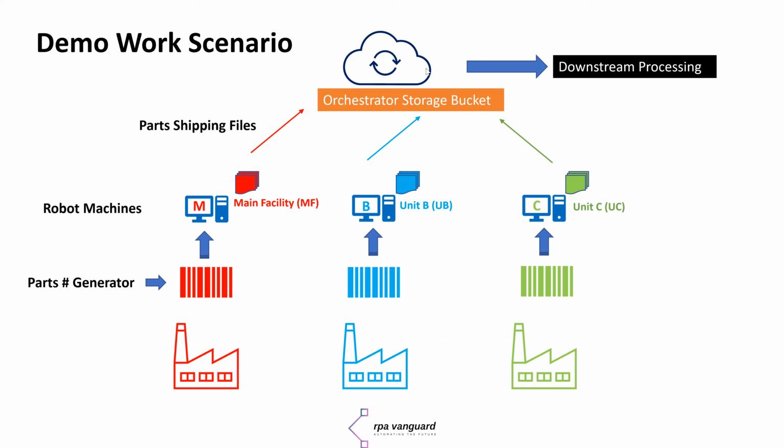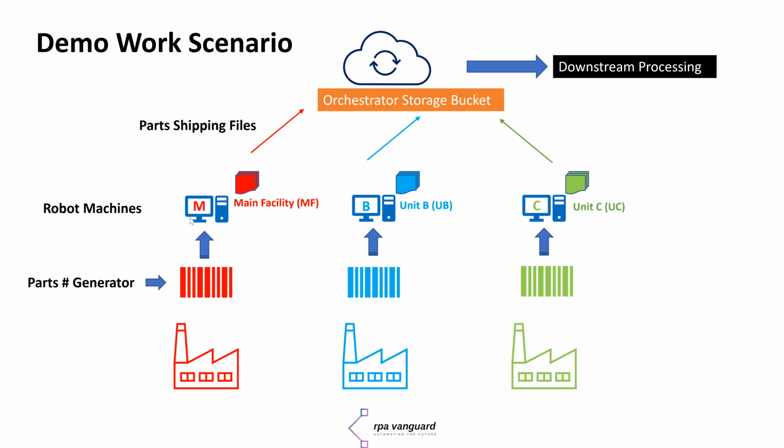And then there might be another process that would go into the storage bucket and read those files containing the part numbers and then process them downstream. Now, this is out of the scope of discussion. We're not going to look at this part of it. We are going to be concentrating on the parts number generator and the circumstances under which these two automations run.